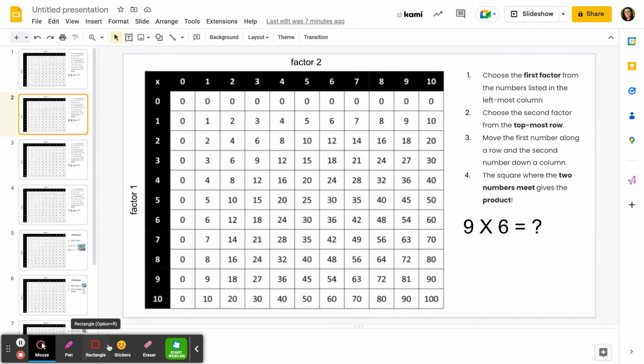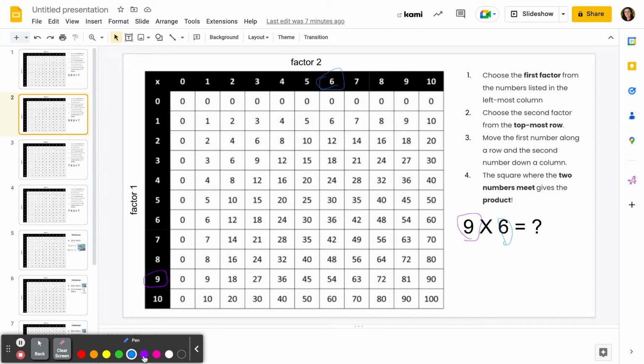Let's try another problem together. Like I said, we haven't learned our nines or our sixes, but I'm pretty sure we can solve this together. My first factor is 9. My second factor is 6. Let's solve 9 times 6. I'm going to choose our first factor, 9, from the first column. I'm going to choose my second factor, 6, from the first row.